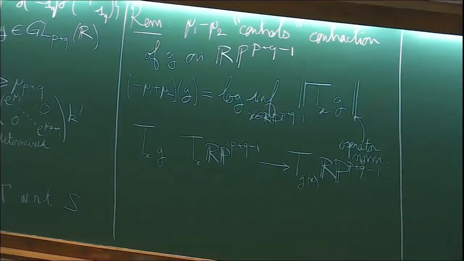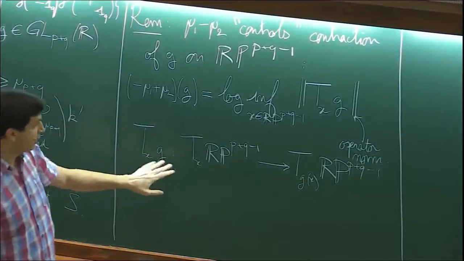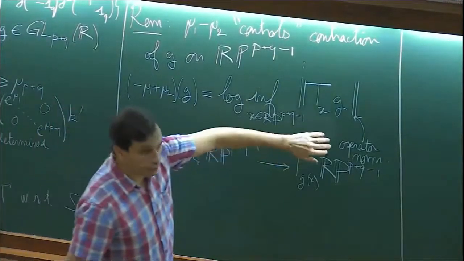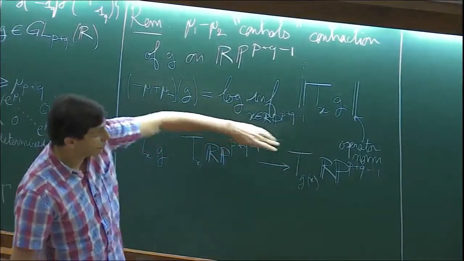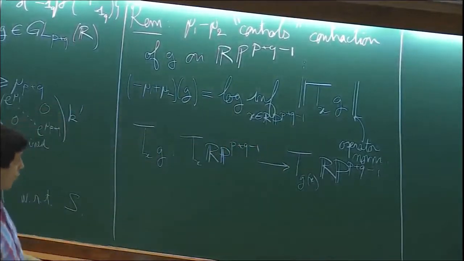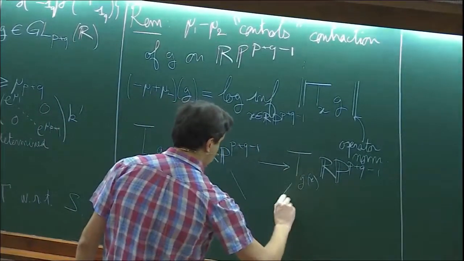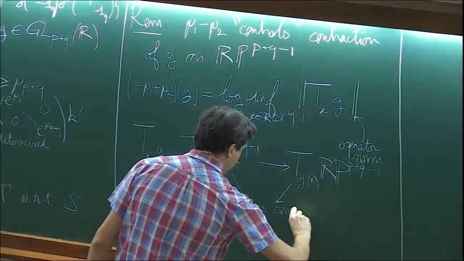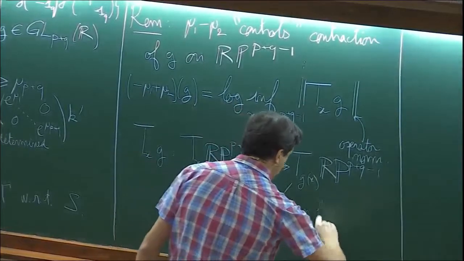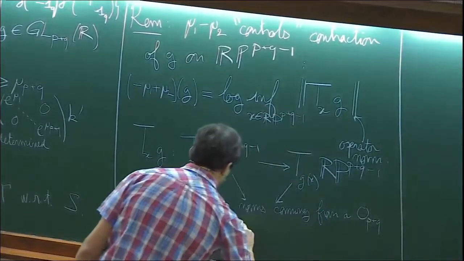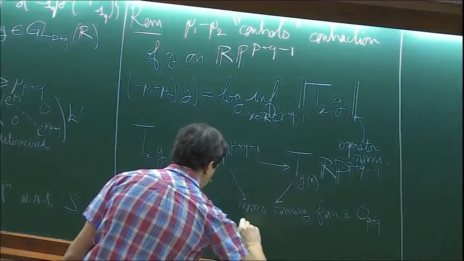Okay, so G is seen now as a projective transformation acting on the projective space, and this is the tangent action. So to calculate an operator norm, I need to put norms on these vector spaces. And one way of doing this is that you put norms coming from an O(p+q) invariant Riemannian metric.